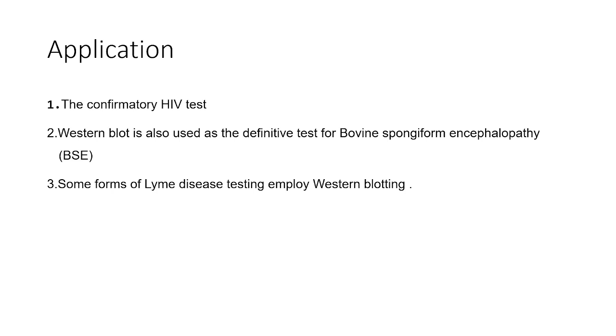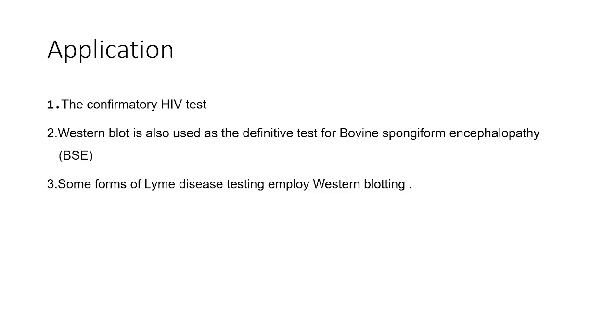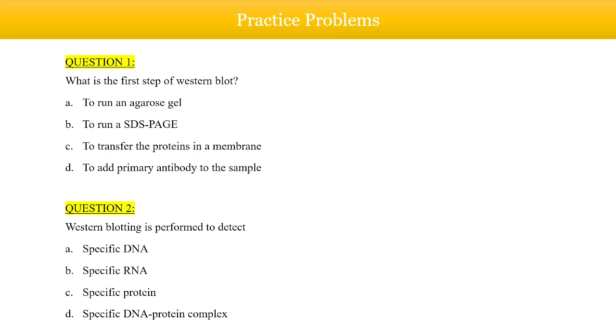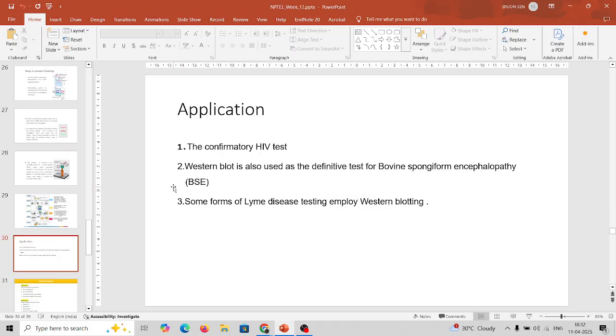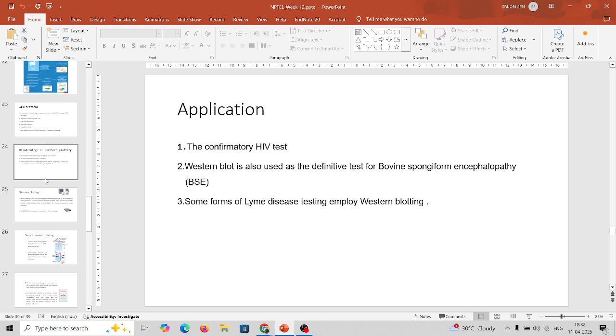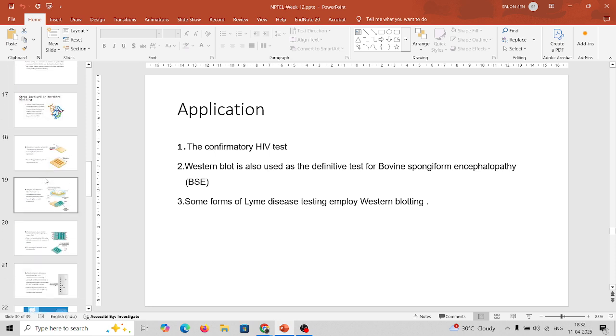So the application is that the confirmatory HIV test, the definitive test for bovine spongiform encephalopathy, the BSE, and then some forms of Lyme disease testing employ Western blotting. So these are the different, widely used blotting techniques. It's a very short one, so yes, we will talk about the practice problems now.